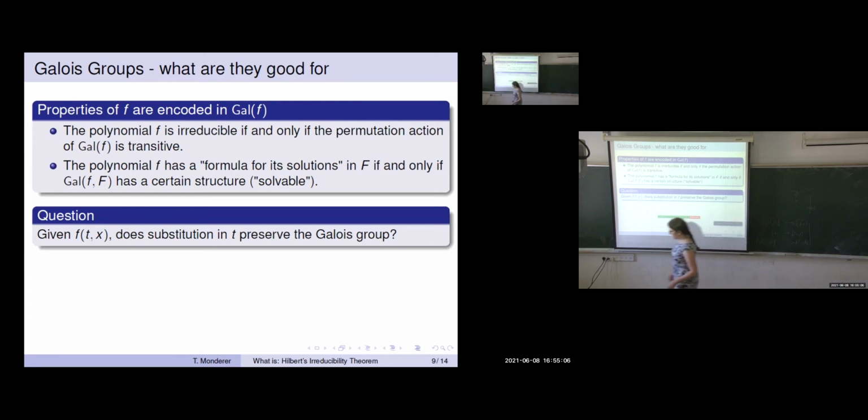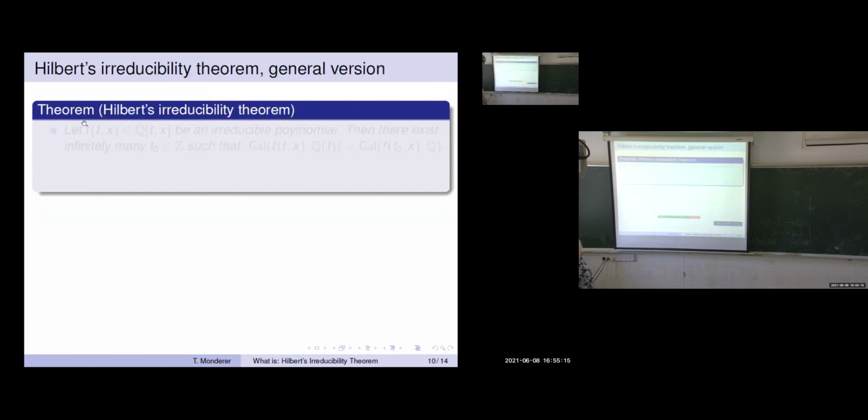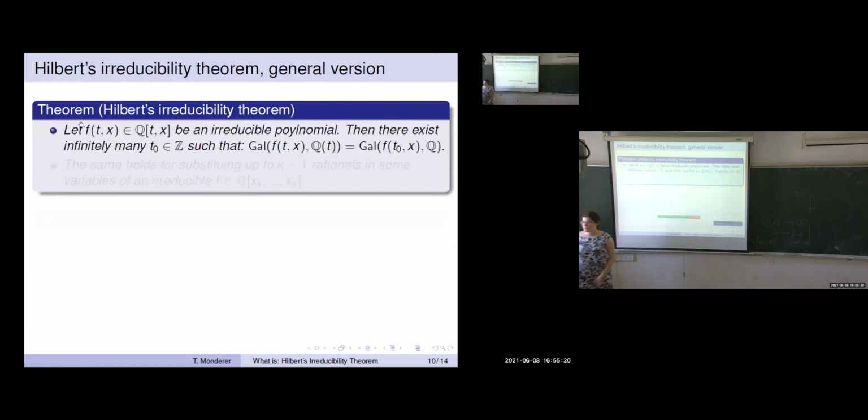Okay. So the question is, if I substitute a value in the polynomial, what happens with the Galois group? And it turns out that there's a bit more of a general version of Hilbert's irreducibility theorem, which says exactly this. It says that if we have an irreducible polynomial, you have infinitely many substitutions that preserve the Galois group. Okay? So note that this is a generalization of what we did earlier, because we know that F is irreducible if and only if the Galois group is transitive.